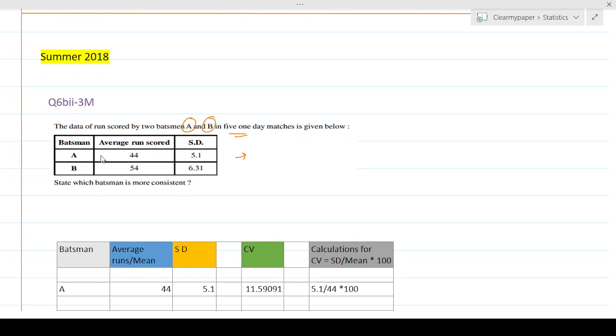And these are the scores in terms of mean, which is X bar, and standard deviation, SD or sigma. So this is the mean. So we have got the mean and the standard deviation, and we need to find which batsman is more consistent. Since they have given you the context of batsman and average, it's easier to understand, and this is what I used to explain the concept of CV.